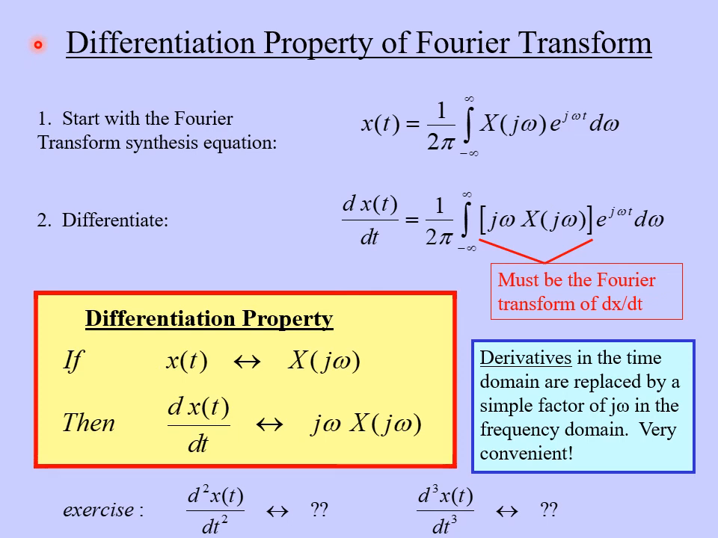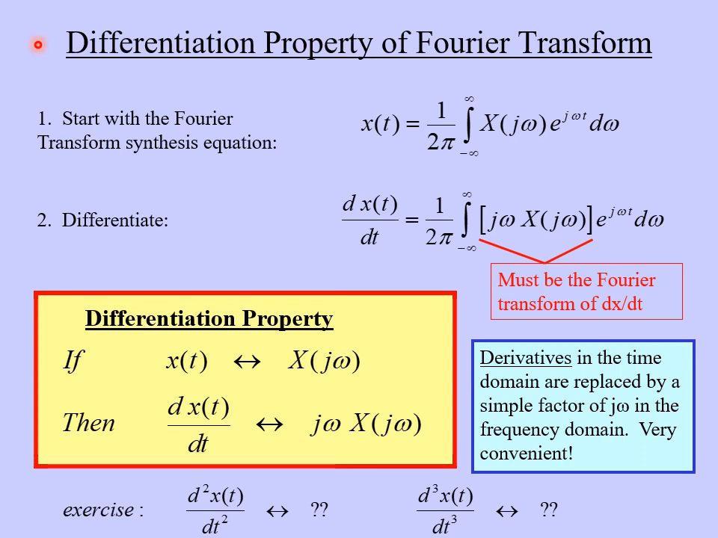Let's now take a look at something called the differentiation property of the Fourier transform. This is arguably one of the most important properties of the Fourier transform because it's going to allow us to replace derivatives with basically an algebraic factor. In other words, we'll be able to remove calculus from a differential equation and turn it into an algebraic expression. This is a really important property that we're going to exploit over and over, especially when we get to solving differential equations later in this chapter.